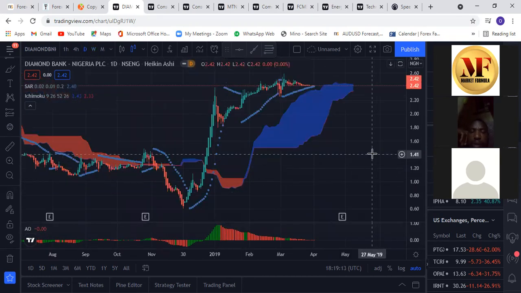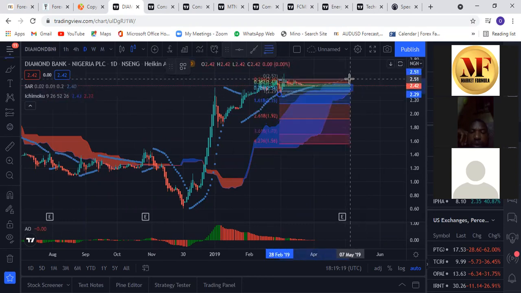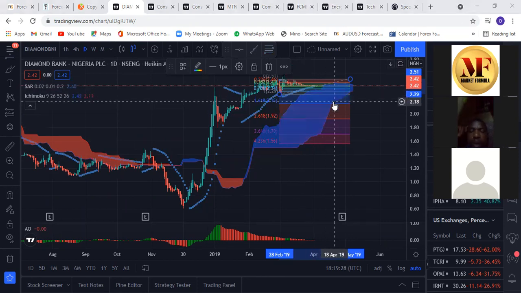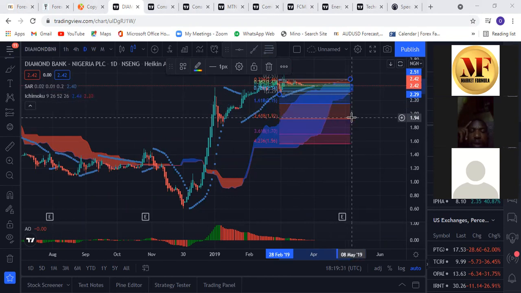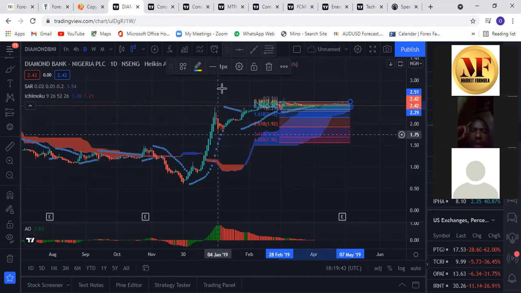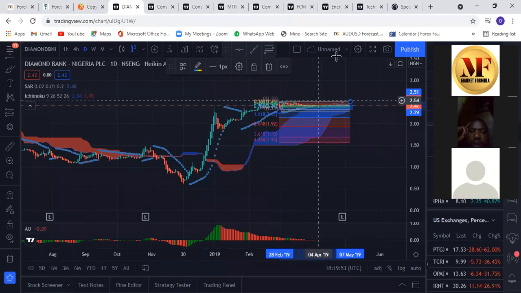Let me now go and look at my Fibonacci. In case this is holding, where do I expect price to get to? So if we can get it around 2 Naira, what price is this? Around 2 Naira 17 kobo, around 1 Naira 92 kobo. Those are the levels I expect price to react to. But what pushed this price this way is most likely going to push it higher. This is like a bull's flag. It's pushing higher, then trying to consolidate. Then I expect another move up in Diamond Bank.